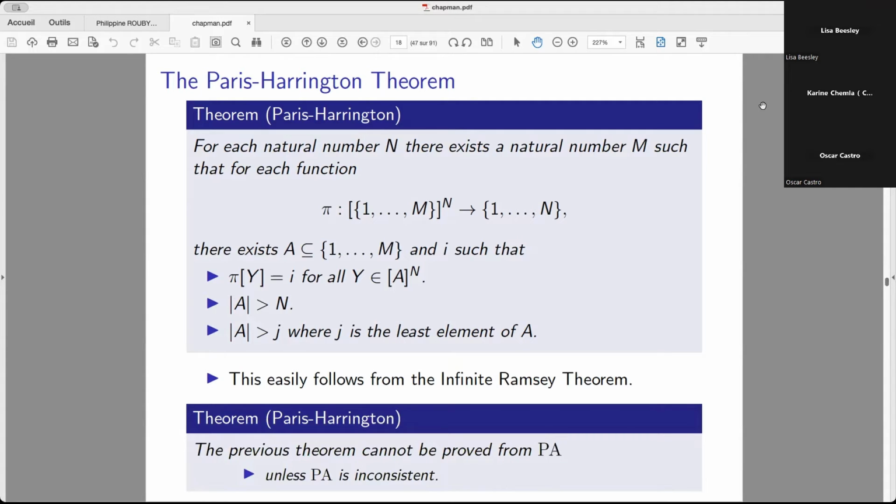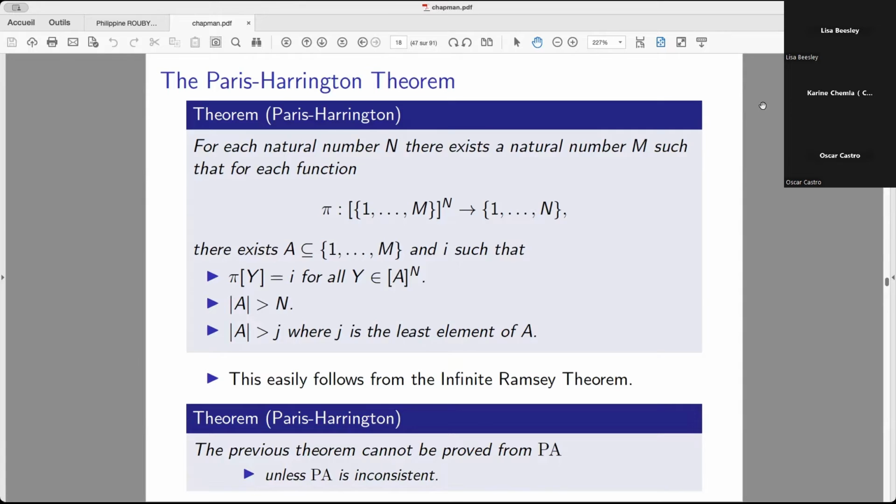Paris-Harrington showed that you can't prove the Paris-Harrington theorem in PA. So you make this slight change on the Ramsey theorem, and you get a more elegant theorem that PA cannot prove.